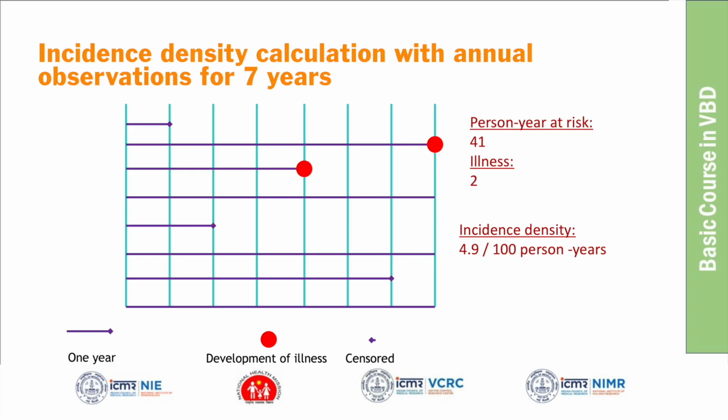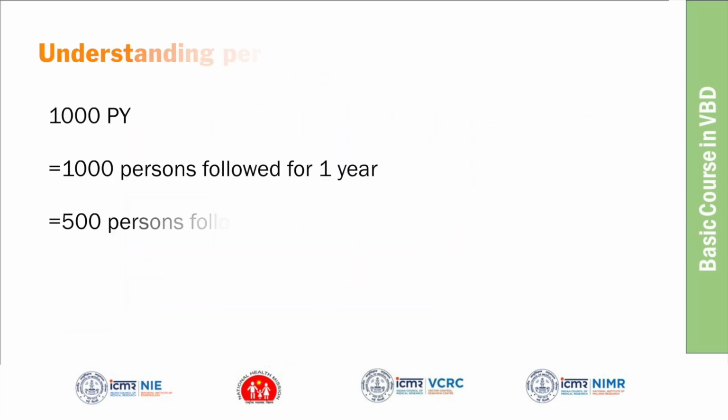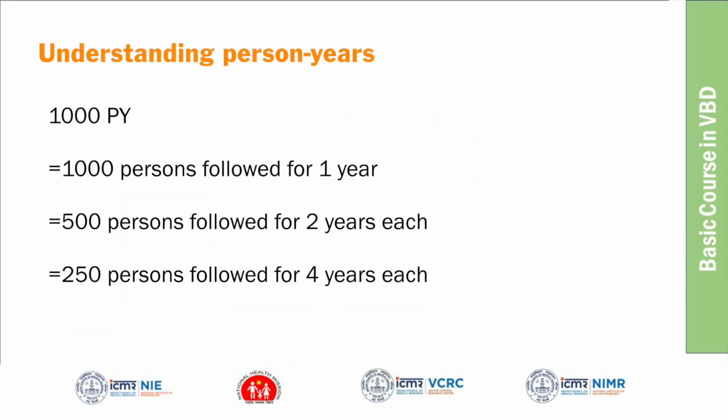So this is how you calculate incidence density. This is specifically useful when you have got a lot of loss to follow-up and when you have got real-time data along with period of observation. So how do you understand or make sense of person years of follow-up? I think somebody has correctly calculated also.